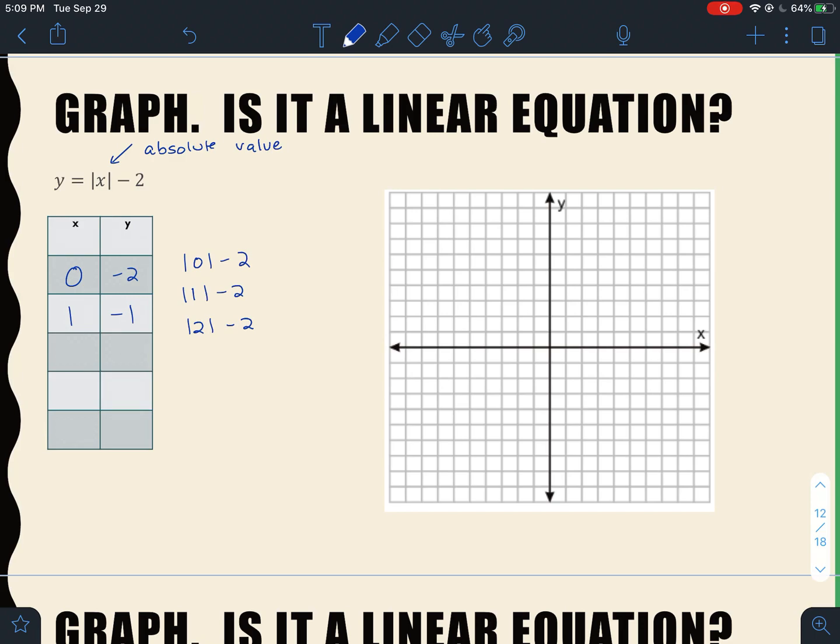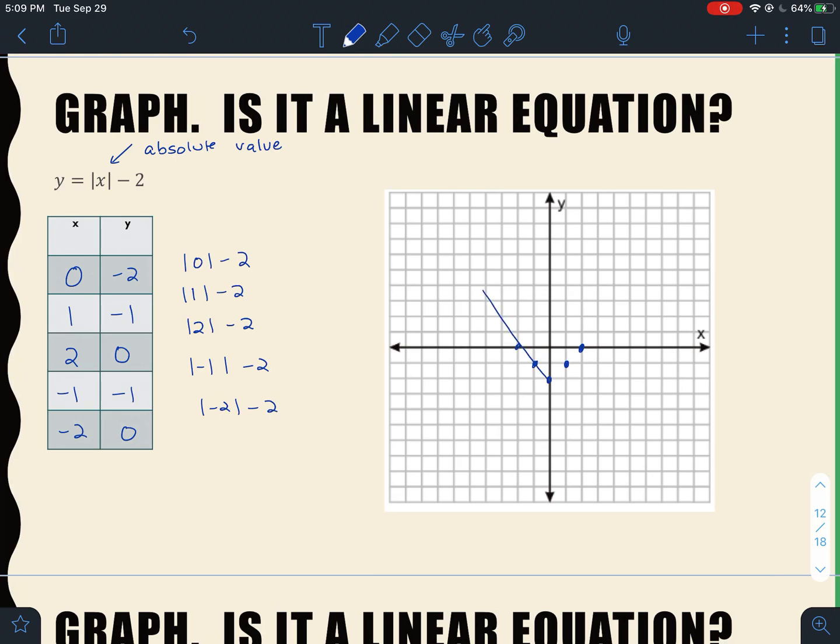What's the absolute value of 2 minus 2? That's 0. Let's try -1. What's the absolute value of -1 minus 2? That'd be 1 minus 2, which is -1. And what if I picked -2? What's the absolute value of -2 minus 2? That's 0. So we have (0, -2), (1, -1), (2, 0), (-1, -1), and (-2, 0).